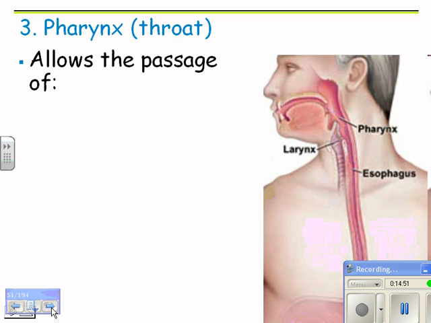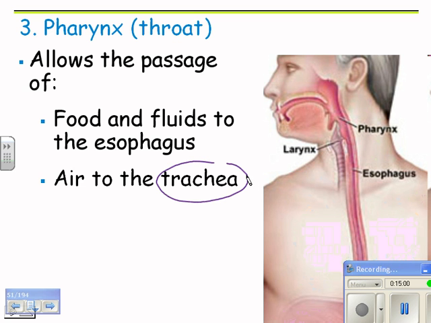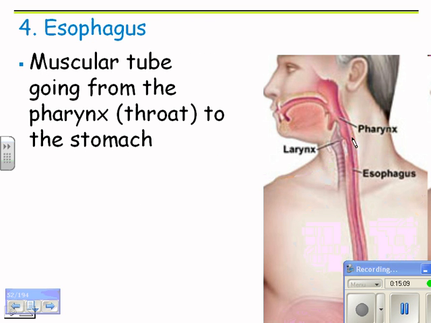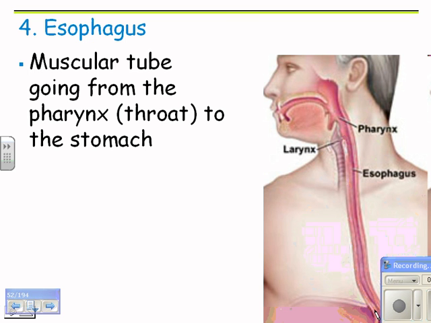So the pharynx allows the passage of food and fluids to the esophagus, which is this, and air to the trachea, which is this. That's the one you can feel if you put your fingers up to your neck. That's the bumps of it. That's your trachea. Next one, esophagus. That's this thing. It goes to your, you can see it starting to empty out here into the stomach. Here's the diaphragm. It separates out the thoracic cavity from the abdominal cavity. So here's your esophagus. It's really just a tube that goes to your stomach.